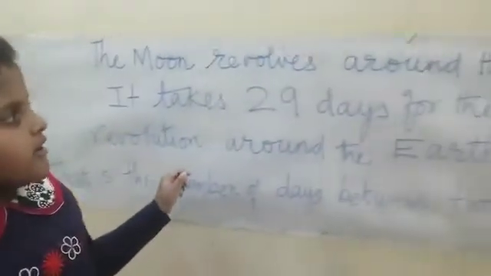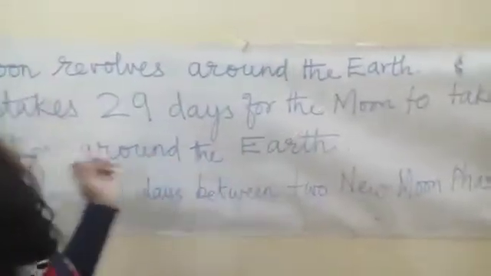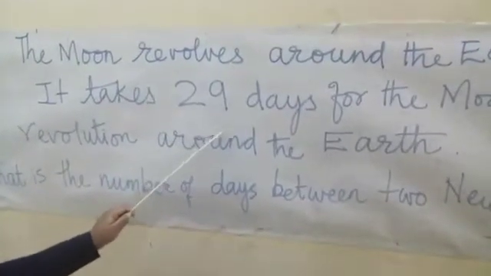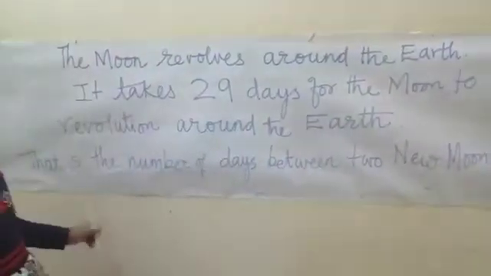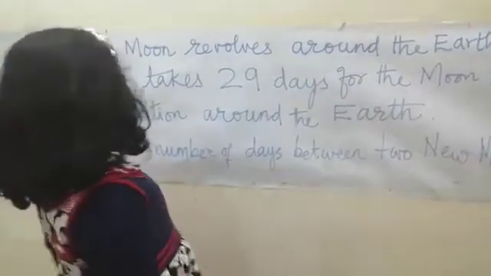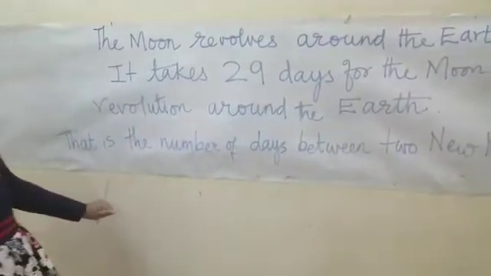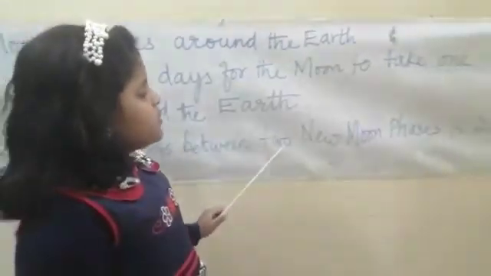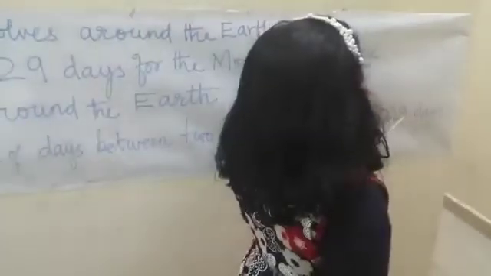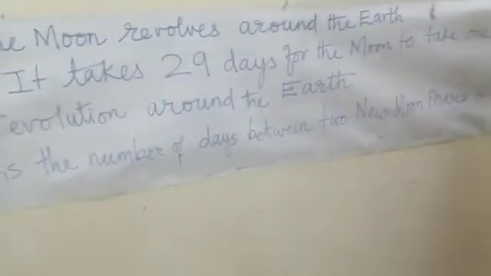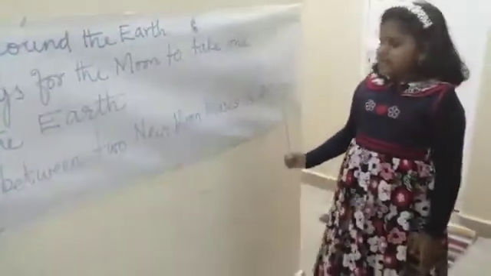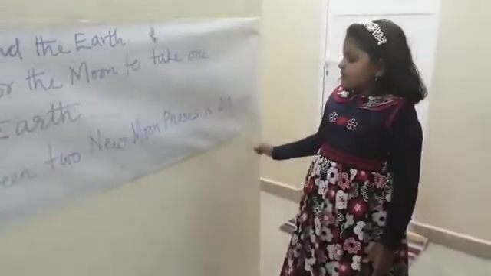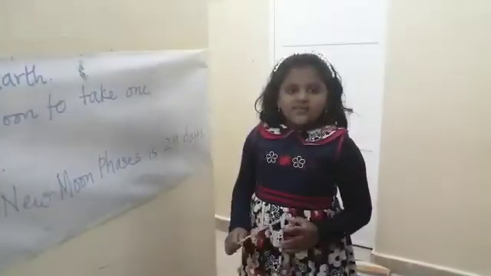As we already have said that the moon revolves around the earth. It takes 29 days for the moon to take one revolution around the earth. That is the number of days between 2 new moon phases is 29 days.